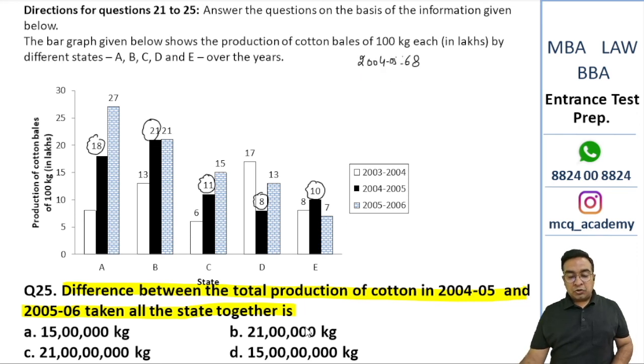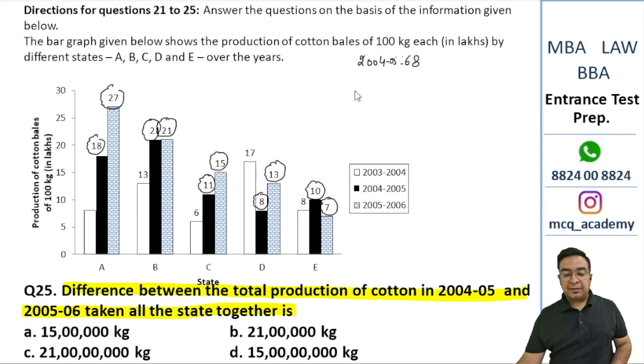And for the year 2005-6, this is equal to 27 plus 21. That is 48. Plus 15 is equal to 63. Plus 13 is equal to 76. Plus 7 is equal to 83. So for 2005-6, this is equal to 83. So the difference between the two values will be equal to 15.